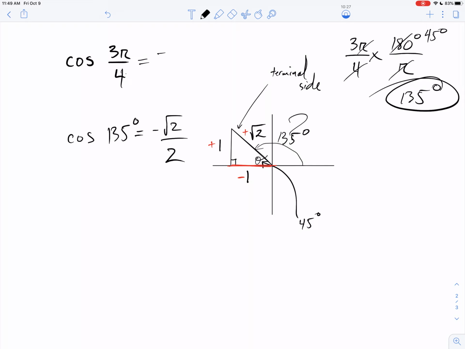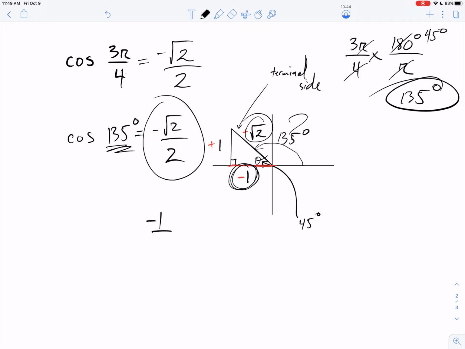The original question said cosine of 3 pi fourths, but I converted it and then I solved it. Because remember, how am I getting my answer? I'm doing adjacent over hypotenuse, but then I get the rad out of the bottom, and oh, bam, there's my answer. My respuesta. Let's continue to play.